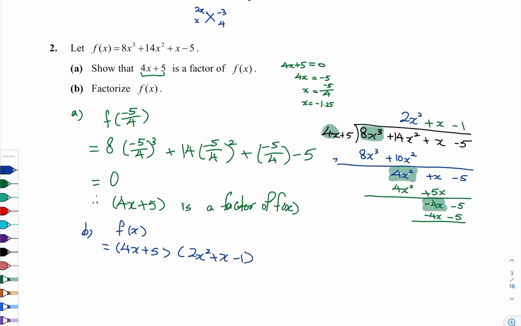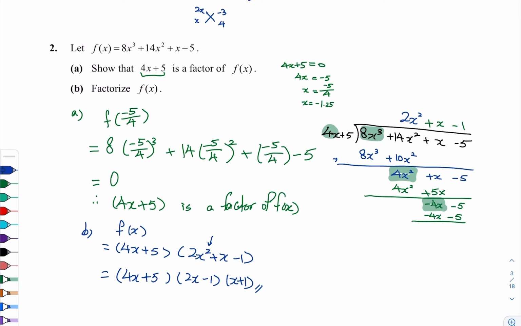And is that the end? How do I know? I will have to check by using the factorize function in the calculator, because this has a square. So 4x plus 5 from here, and then here I will get 2x minus 1. Click the calculator, and x plus 1. And that will be your final answer. This was much quicker in question 1, right?